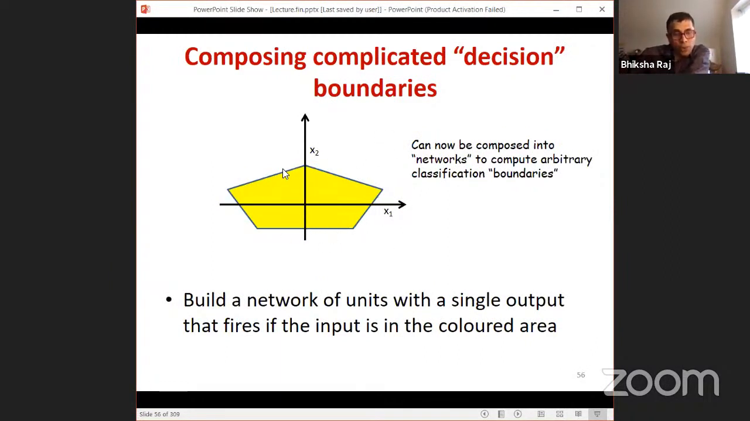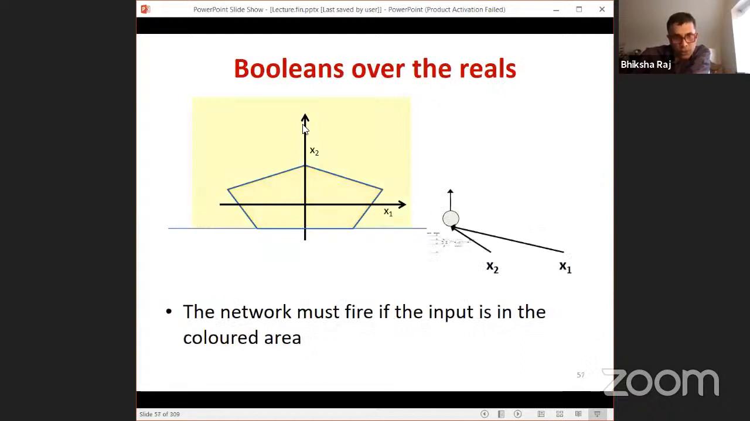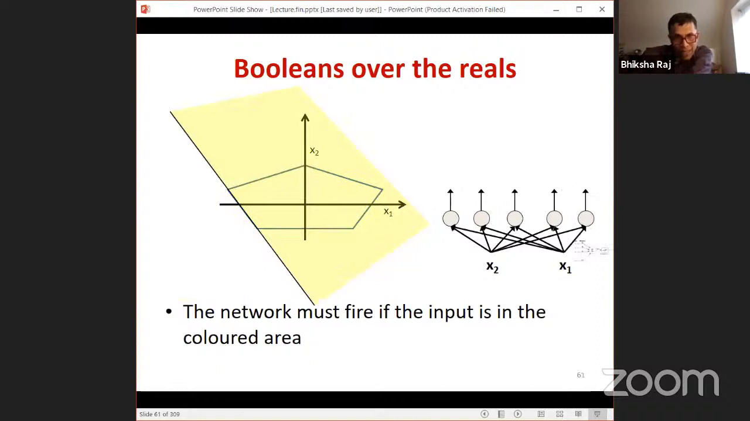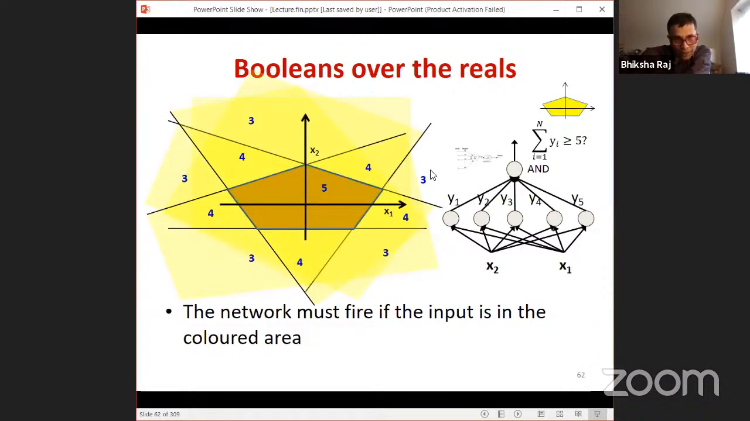So let's say I want to compose a network which produces a one for any input inside this pentagon and a zero for any input outside. Here's how I do it. I'd give you one perceptron which produces a one on this side in the yellow region and a zero below. A second one which produces a one to the left of this line and a zero to the right. A third one for this boundary, a fourth one for this boundary, a fifth one for this boundary. And now when I consider inputs in the entire space, it's only for inputs that are precisely in the pentagon that all five of these guys will produce a one.